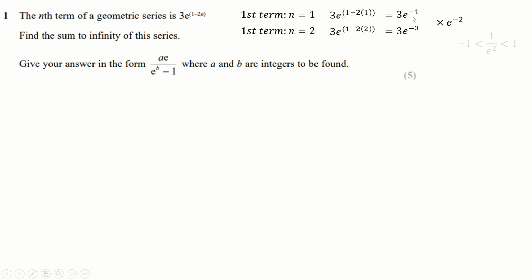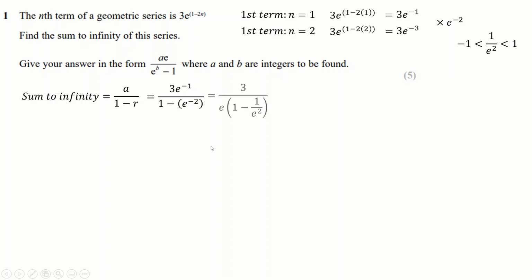So when we get out our sum to infinity of a series, I've just noted here that 1 over e squared, which is what this is, is less than 1 and greater than minus 1, so I can sum this up to infinity safely. You didn't have to do that, but it just makes me feel better to know that I can. So this is the r, and this is the a. So we put those in, the r here, the a there.